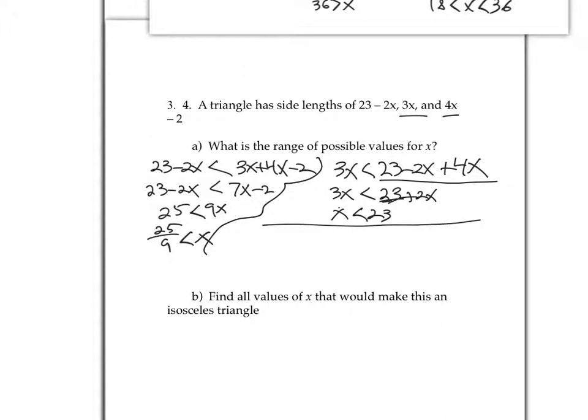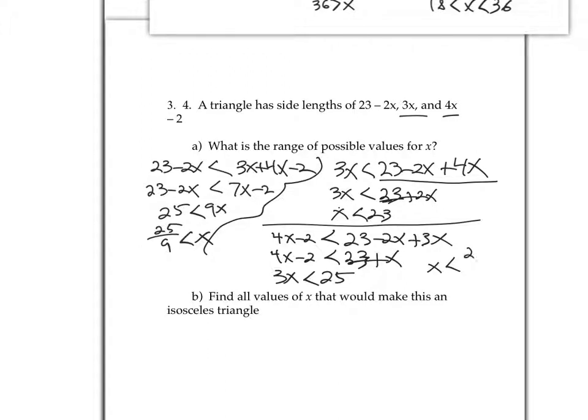Okay. Our third condition is that 4x minus 2 has to be less than 23 minus 2x plus 3x. Again, the sum of two sides has to be greater than the third side. That gives us 4x minus 2 has to be less than, when we combine over here, 23 plus x. And when we subtract x from both sides and add 2 to both sides, we're going to get that 3x has to be less than 25, which is to say that x has to be less than 25 over 3. So now we have our conditions.